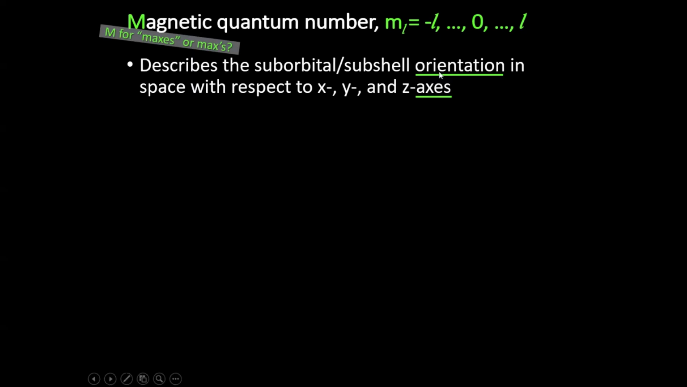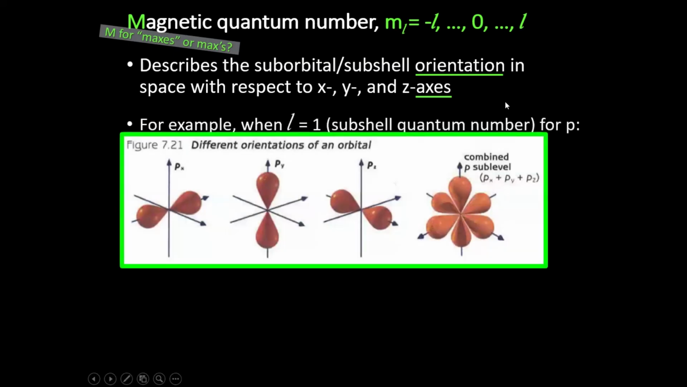Since there's no M in orientation, and there's no M in axes, and there's no M axis, mag kind of sounds like max, sort of. So maxes, and it kind of rhymes maybe. So M for maxes or maxis, maybe. Anyway, these numbers tell which orientation the orbital was.